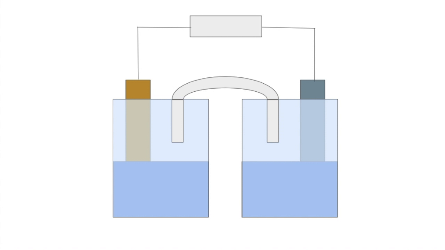Now we will go over the main parts of a voltaic cell. This is the anode, which is where oxidation occurs. On the right is the cathode, where reduction occurs. At the top is the voltmeter, which measures the amount of volts generated. And in the middle is the salt bridge, which allows for the transfer of ions between the two half cells.